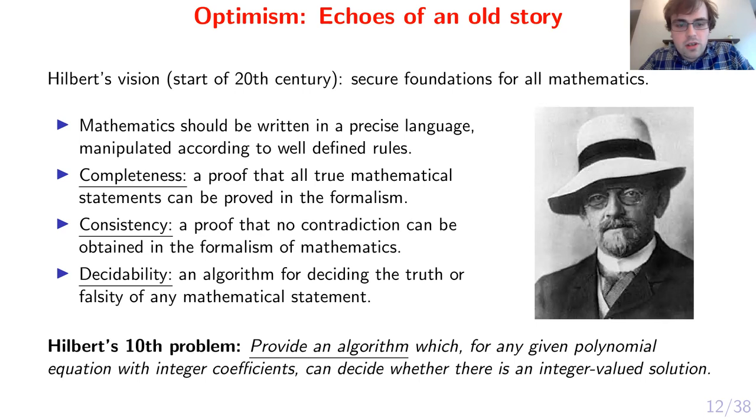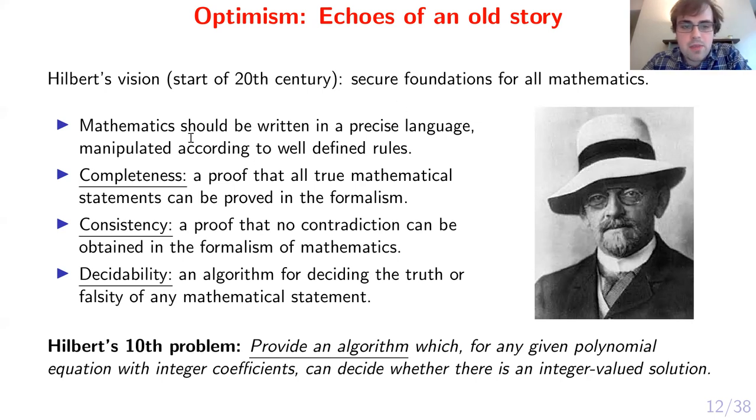And I want to draw a parallel between the optimism surrounding AI at the moment and also mathematics at the start of the 20th century. David Hilbert, shown on the right, was one of the greatest mathematicians who ever lived. And at the start of the 20th century, he had a grand vision to secure the foundations for the whole of mathematics. There are roughly four parts of this vision.